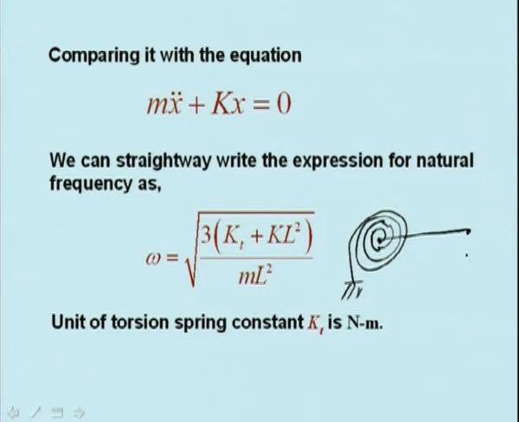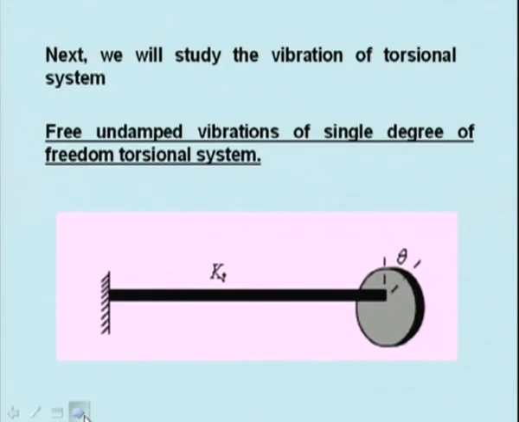So this is that type of thing. Similarly, if there is no torsional spring, that means this is fixed, so kT is equal to 0, and it is supported on this spring. If k is there, then it will be the square root of 3k by m. So this is about this thing.